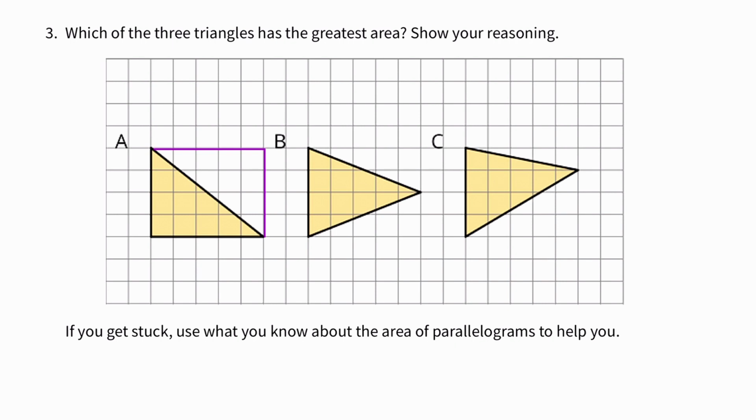We can double the triangle and create a rectangle. We can find the area of the rectangle, which is 4 times 5, which is 20, but we want half of that, so we divide it by 2 to get 10 square units.